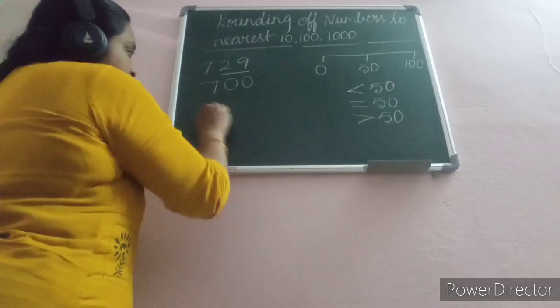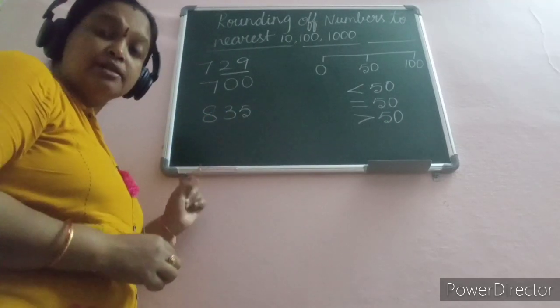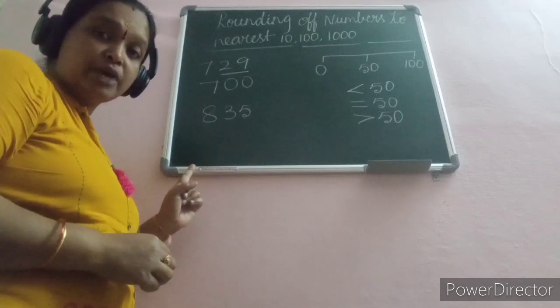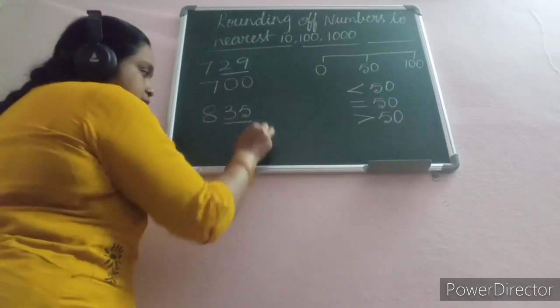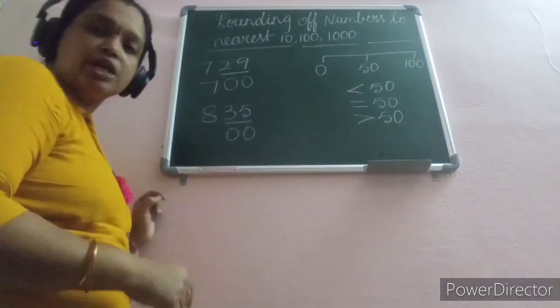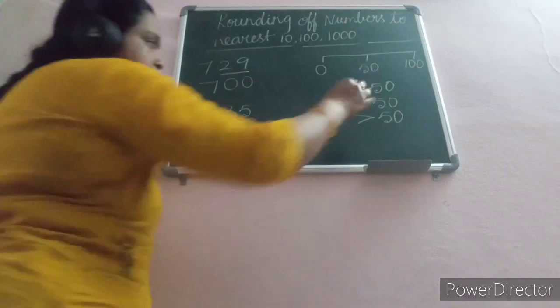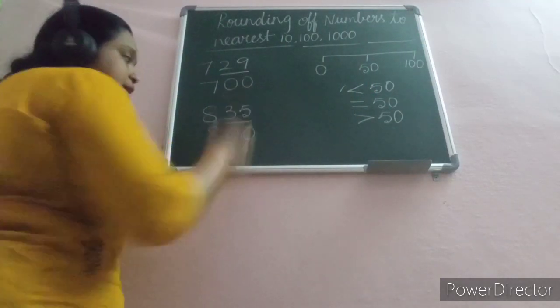Say for example 835. Now you remember the step 1. So come on, do along with me. Underline first 35. Write 00. Right. Now check whether it is less than 50, equal to 50 or more than 50. Then it is less than 50. So work is so simple. Write 8 as it is.